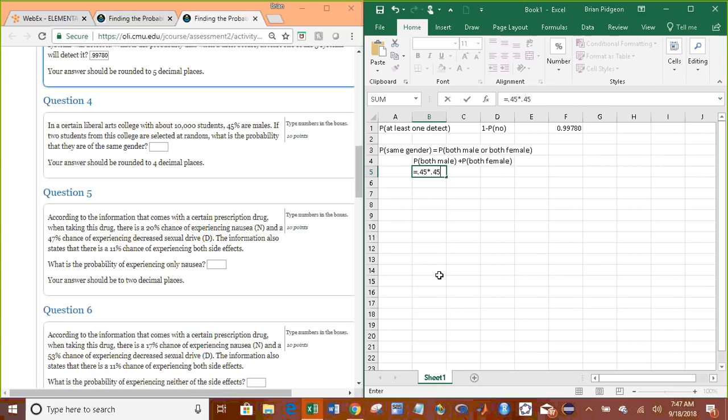Then we're going to do plus 1 minus 0.45 squared for the probability of getting 2 females. 4 decimal places means we should extend this out one more time. 0.5050.